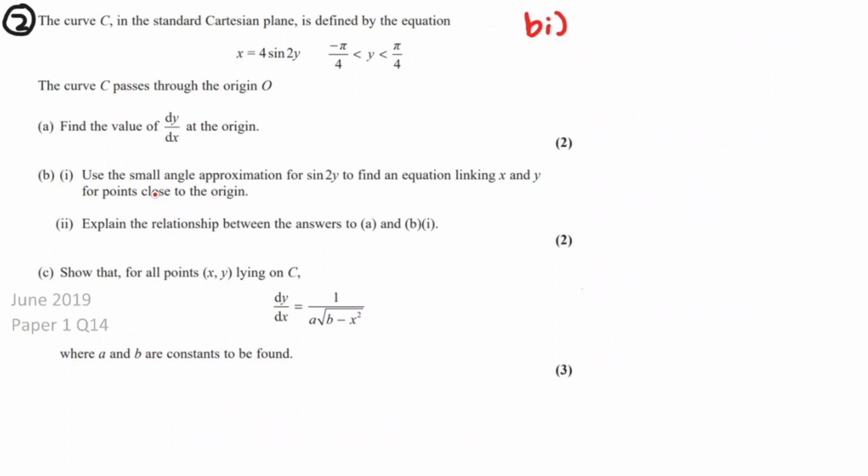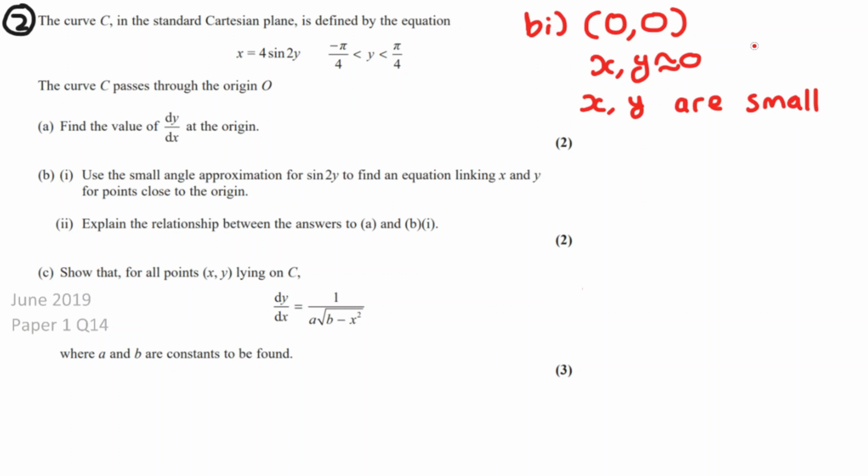So for part BI, it says we need to use small angle approximations of sin of 2y to find an equation linking x and y for points close to the origin. The reason that we can use small angle approximations here is because, remember, the origin is 0, 0. So for points close to the origin, the x and y values are also going to be approximately equal to 0. Therefore x and y are small, so specifically as y is small, we can use the small angle approximation for sin of 2y.